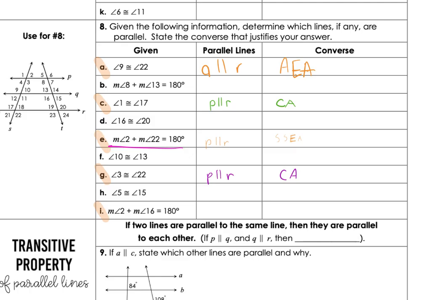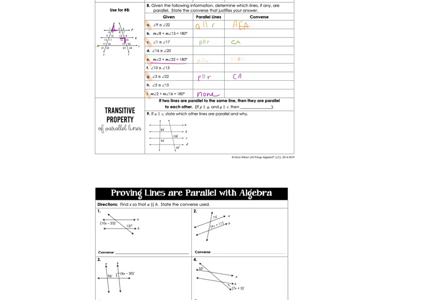You want the last one? Who wants the last one? 2 plus 16 equals 180. Zeke? It's impossible. You're right. It's none. Here's 2, right? Here's 16. They have nothing in common. So there are no parallel lines between the 2 and the 16. Good? Okay. Last little bit here.